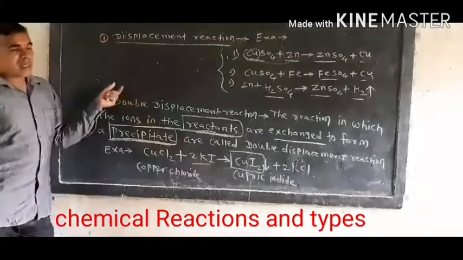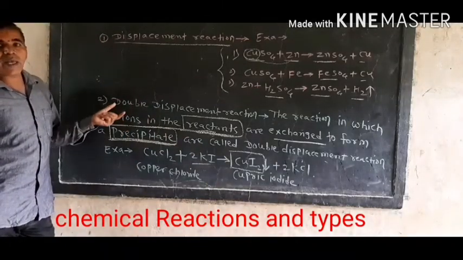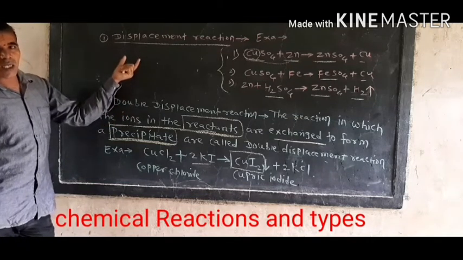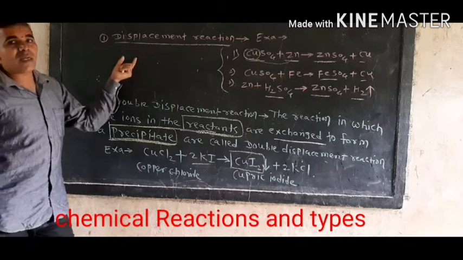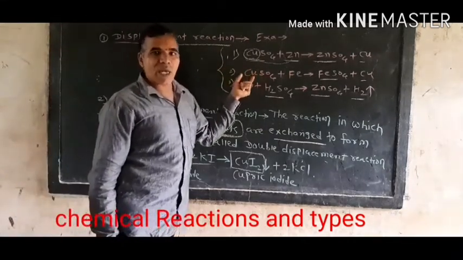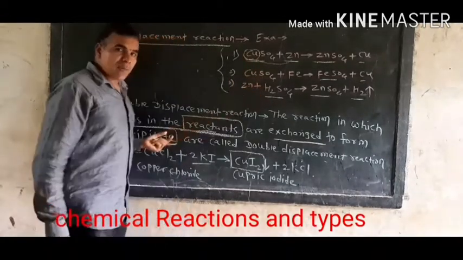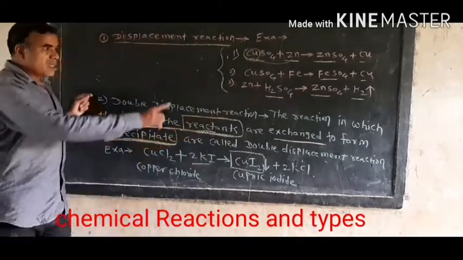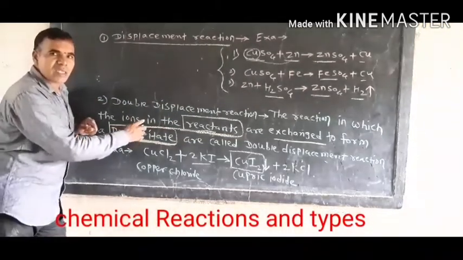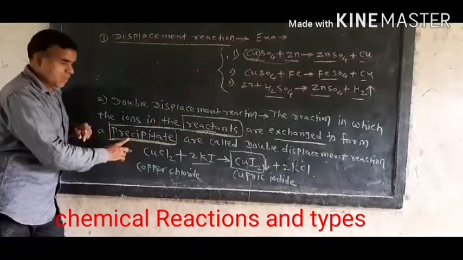So, double displacement and displacement, these are the two important reactions. Displacement means the reaction in which a less reactive element is replaced by a more reactive element to form a product is called a displacement reaction. Some examples are given. And a double displacement reaction is the reaction in which ions in the reactants are exchanged to form a precipitate.